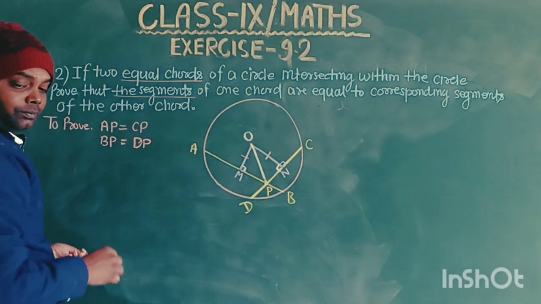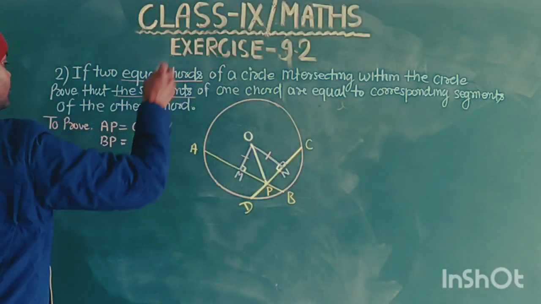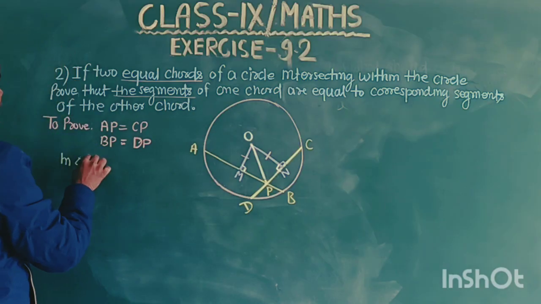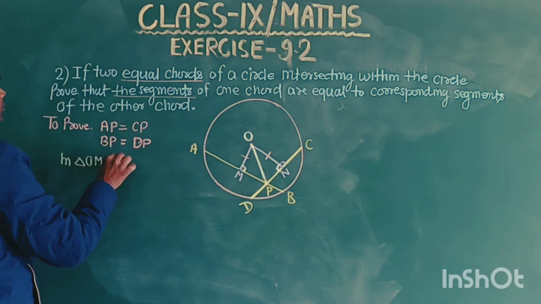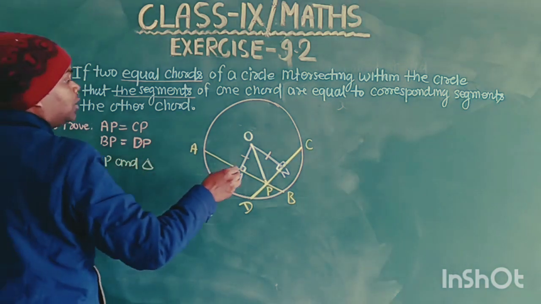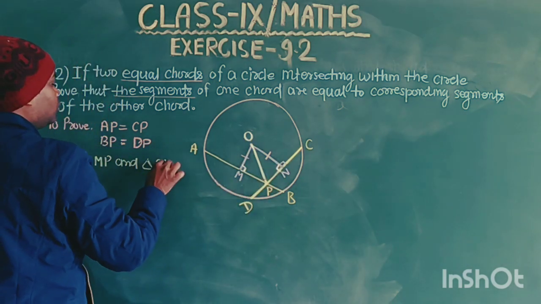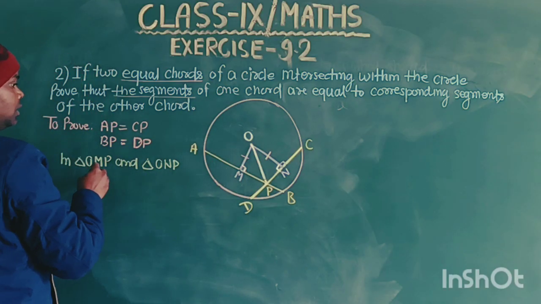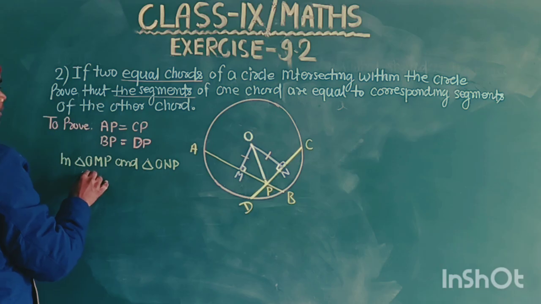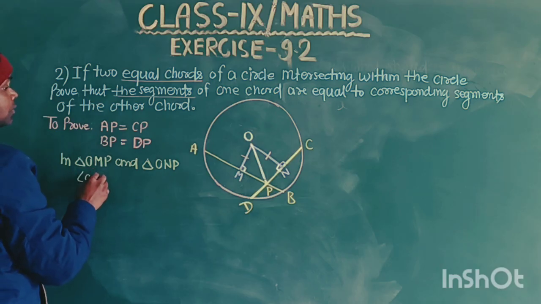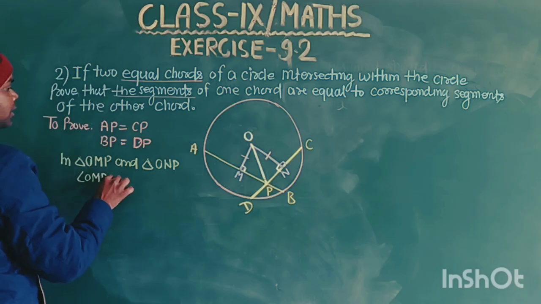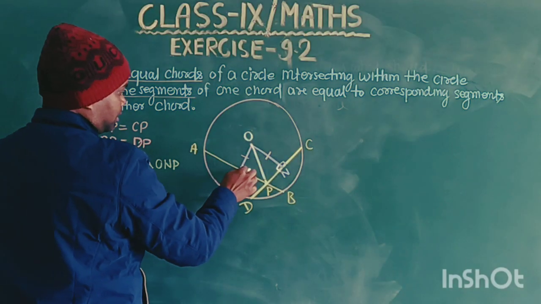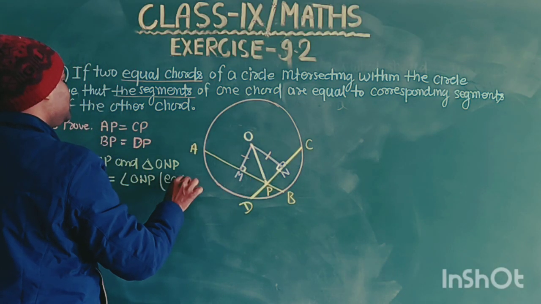So first write, in triangle OMP and triangle ONP, we have angle OMP equal to angle ONP, because each is 90 degrees. The reason is each is 90 degrees. This is given.